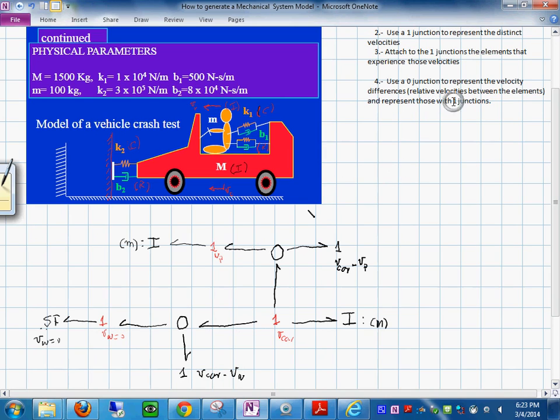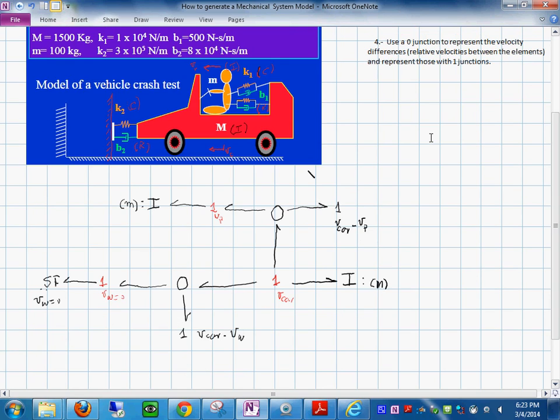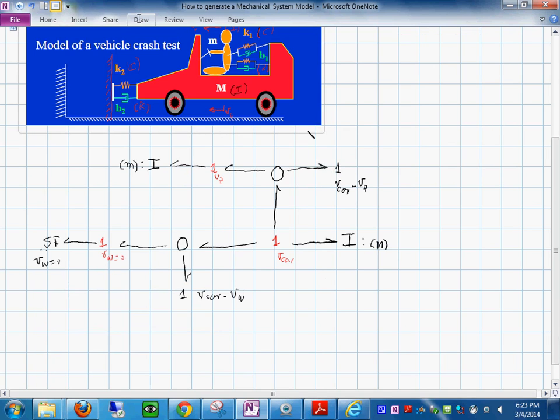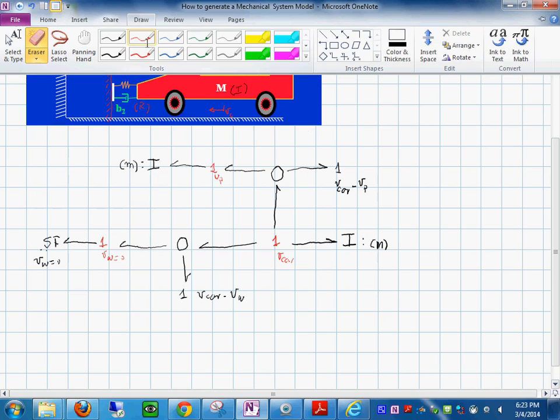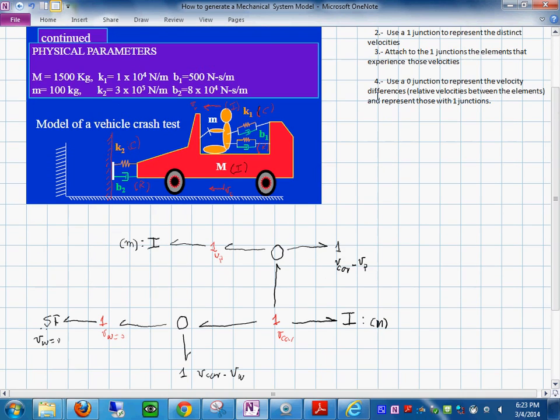Okay, so with step number 4, we have used zero junctions to do the velocity differences, and of course that difference also with one junctions. Okay, it's taking shape already, and we only need just a few more steps. Let me just clean up this little thing here, and then we need to attach the elements that represent those velocities. So that's going to be step number 5 in here.